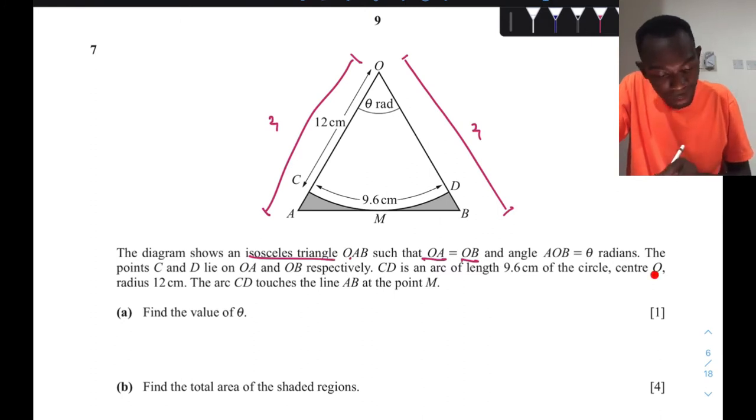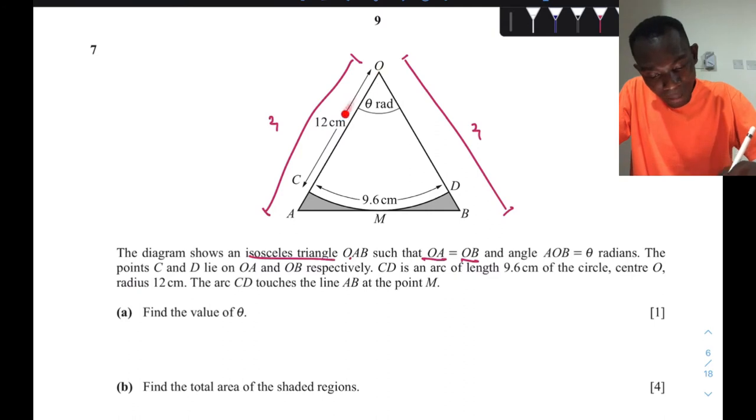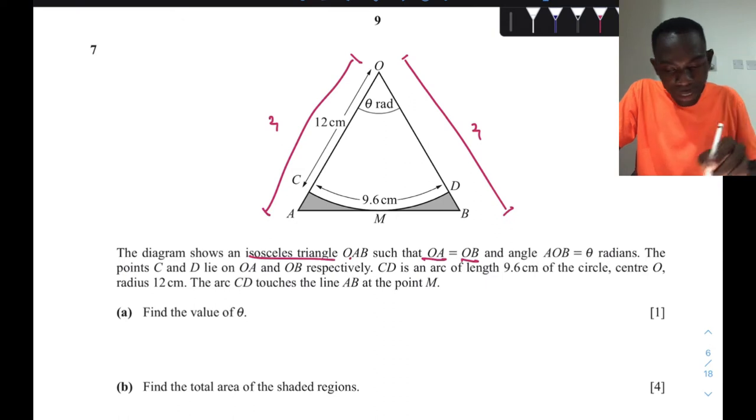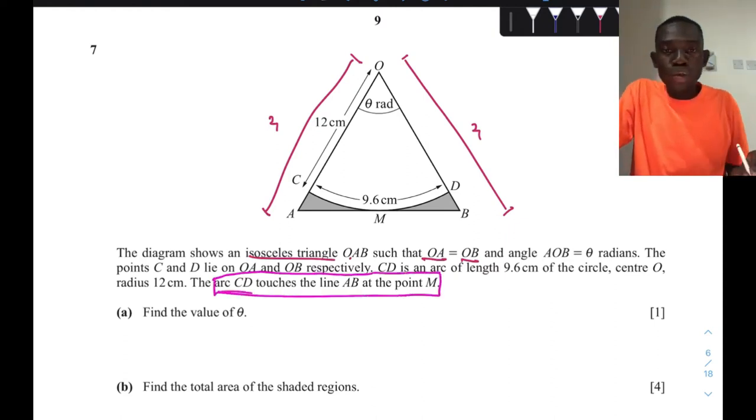And then they said that the center is O, obviously, and the radius of this sector is 12. Not OA, no, it is the radius, okay? Now, this is the most important part of this question: the arc CD touches the line AB. That is what you must decode in order to solve this question.